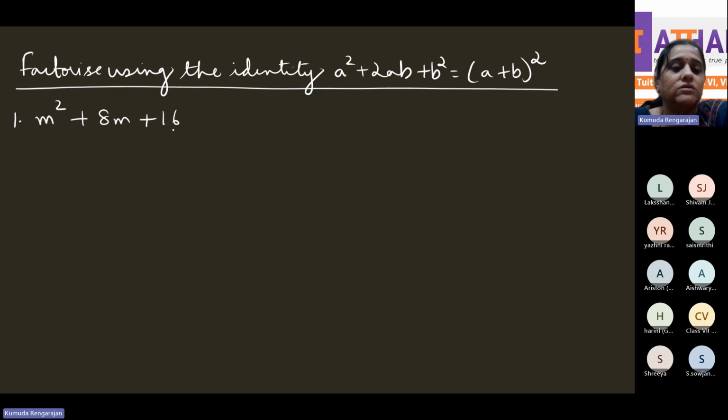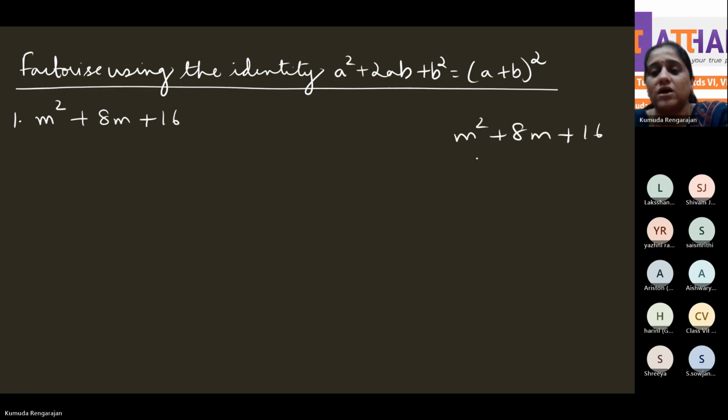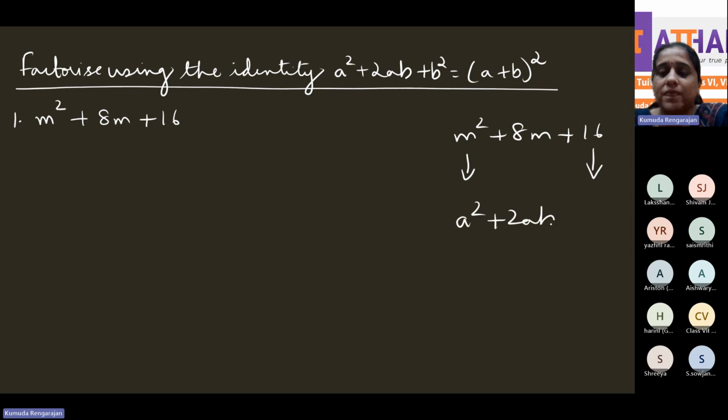So here in this expression, we have three terms. And you can see the first term is a perfect square. The last term is also a perfect square. M squared plus 8m plus 16. This one is a perfect square, and this one is also a perfect square, as in a squared plus 2ab plus b squared. In a squared plus 2ab plus b squared, the first term a squared is a perfect square, meaning a the whole square. And the last term is b squared, which is b the whole square, which is also a perfect square.